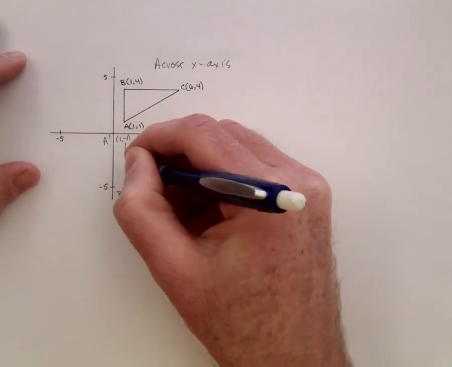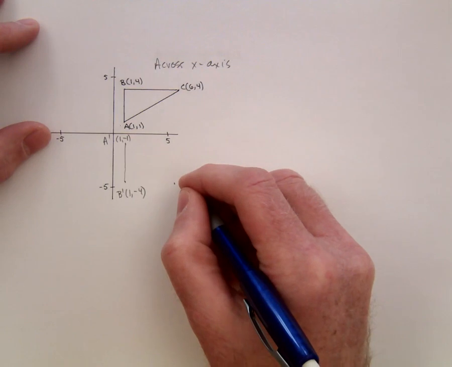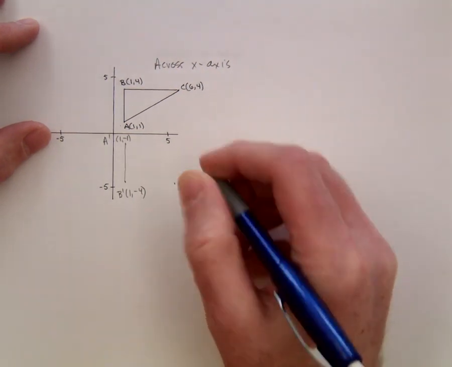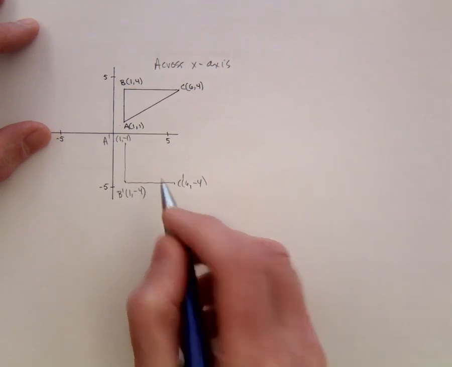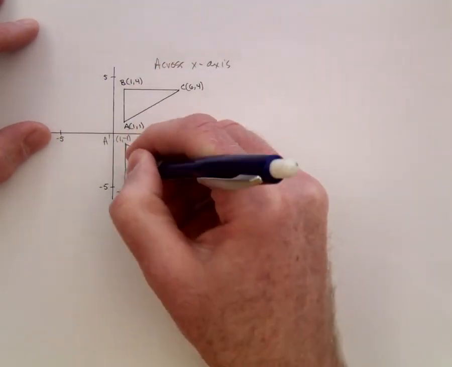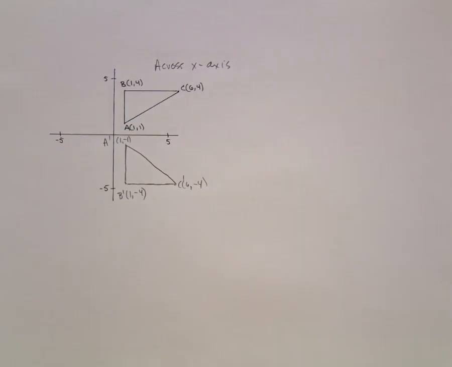And C at 6, 4 will have its image at 6, negative 4. It will be C prime. And all of the points in between will sort of follow along in proportion to their relationships between A, B, and C.